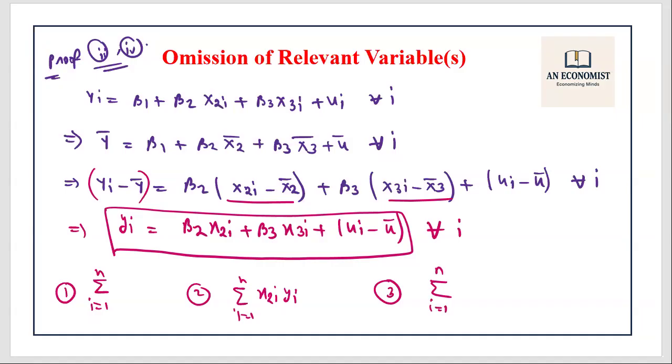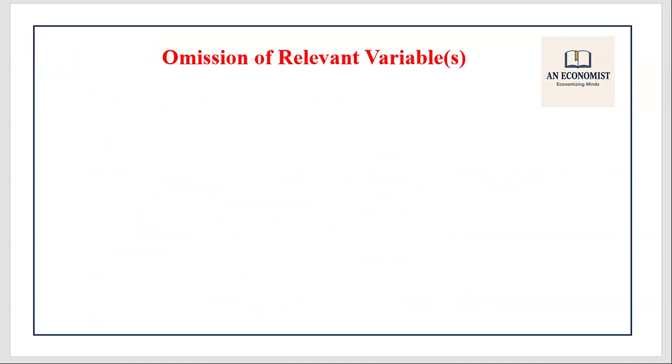And this is i from 1 to n. Here you have to multiply by x3i, x3i, and yi is already there. So in this way, you have to form the three normal equations. Let me show you how to do this.